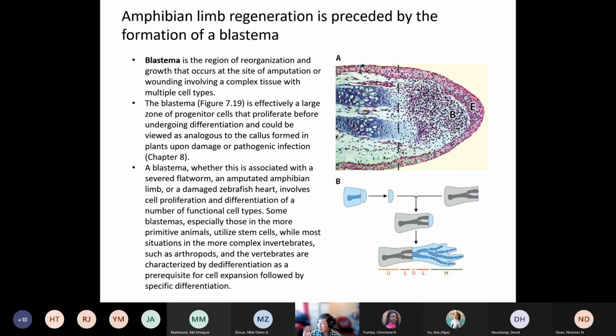These blastema cells are the most important part for regeneration. They are the progenitor cells that proliferate before undergoing differentiation and taking their fate, because later on they will have to become muscle cells, epithelial cells, blood vessels, all kinds of cells needed for the new structure, right? Whatever is in that limb will have to be regenerated by the blastema cells at the early stage of the regenerative process.